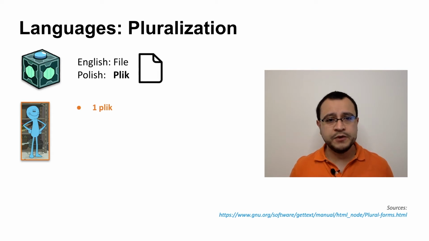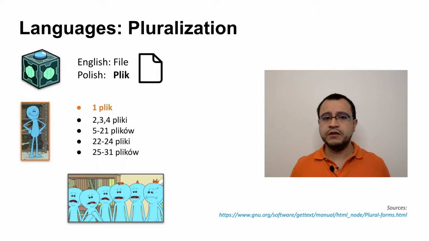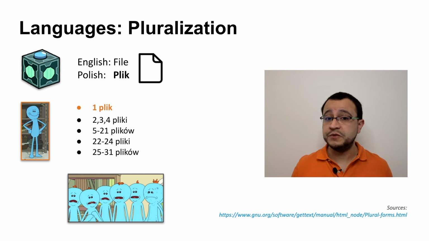But take a look at what happens when we have different numbers of files. So depending on if it's 2, 3, 4, or 5 to 21, the amount of files, we have different endings on the word. So I guess this is how it will look for Mr. Mystics.